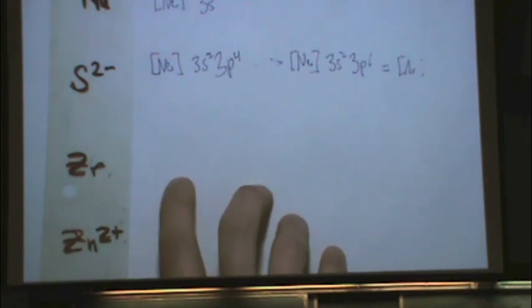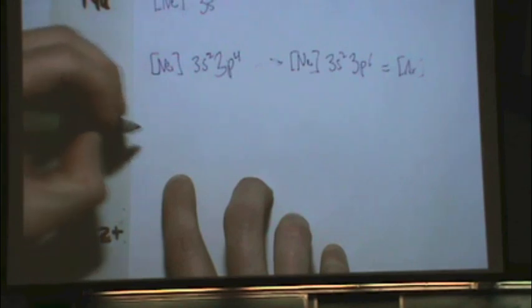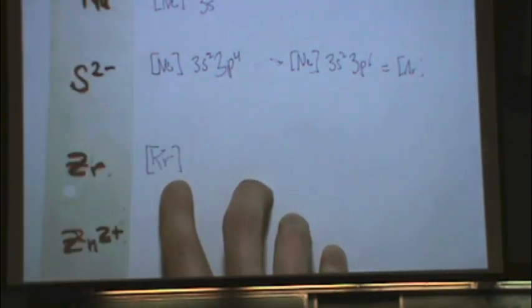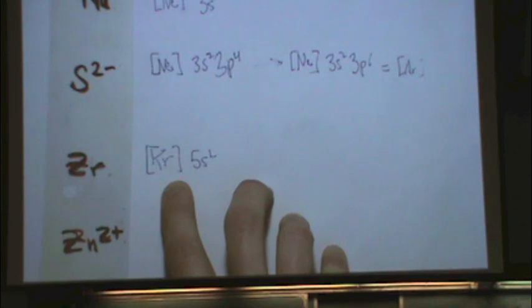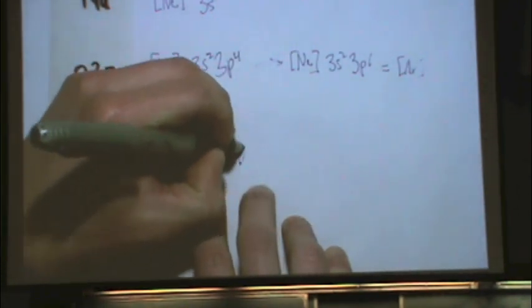Okay, now for some chromium. So Cr. Okay, so that's in the 5th row in the transition metals, so number 40. So we're going to start with the closest noble gas, krypton. And then we're going to fill up the 5s2. And then we're going to start with the D, so that's going to be 4d2.